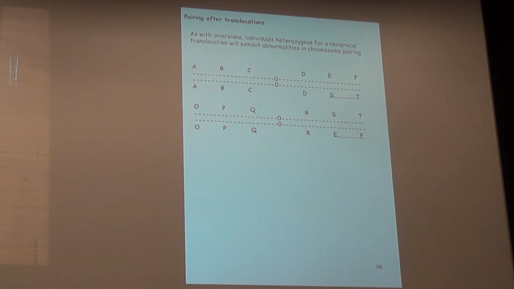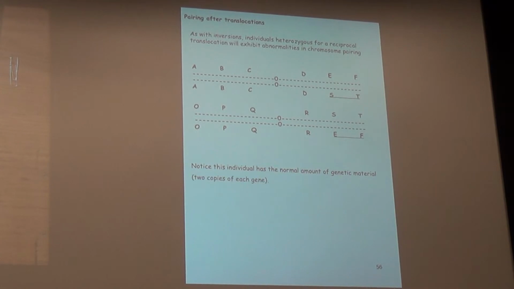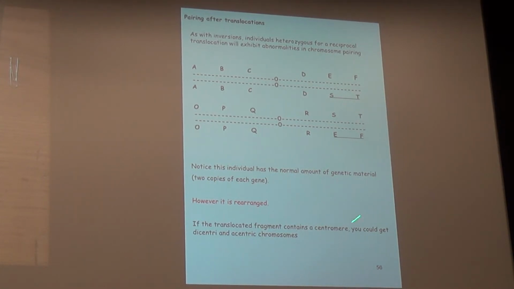In meiosis, homologous chromosomes pair, right? Well, what's going to happen here? How do you pair with these weird chromosomes? The key to notice is that the individual has a normal amount of genetic material. There's no gain or loss of genetic material here. Every gene is still present in 2 copies, or every band in this instance. But it's rearranged. And so, when you end up in this fashion, let's see how they pair.